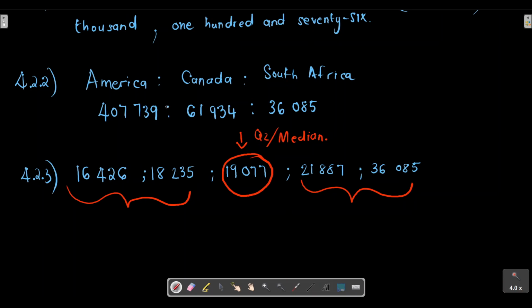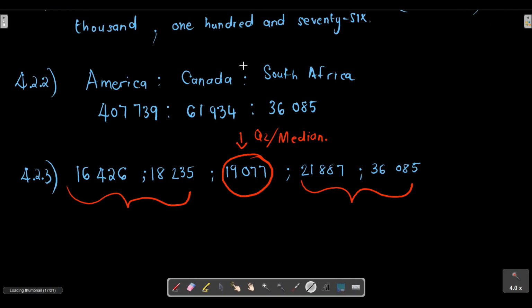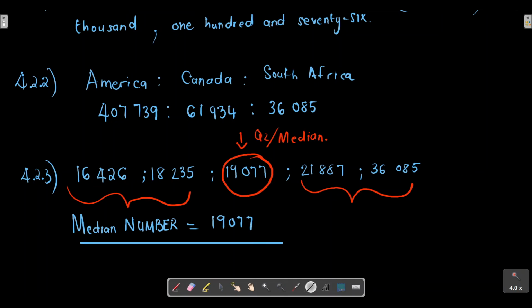Okay, the question asked us to determine the median number of best-selling vehicles in South Africa. So the median number of best-selling vehicles in South Africa, guys, it didn't say what are those vehicles. They said what is the median number. So they just want the number, né? Right? So in this case, the median number of best-selling vehicles is 19,077.